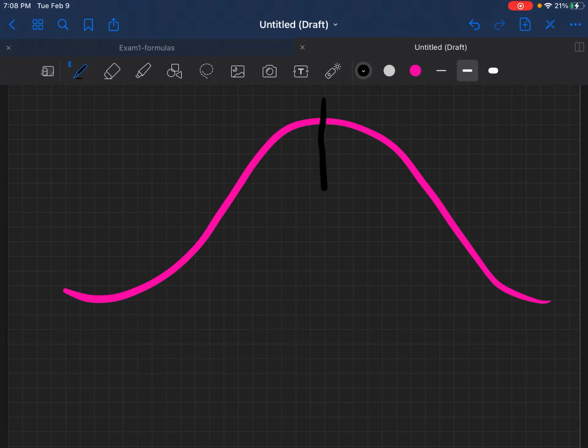Here's our distribution. Here's our mean of 70 years.